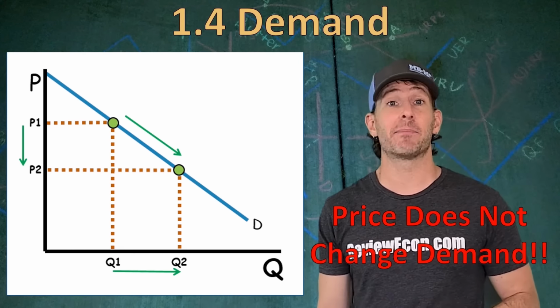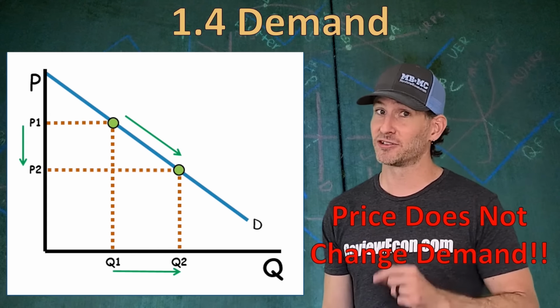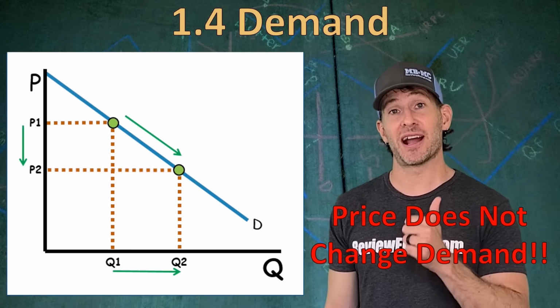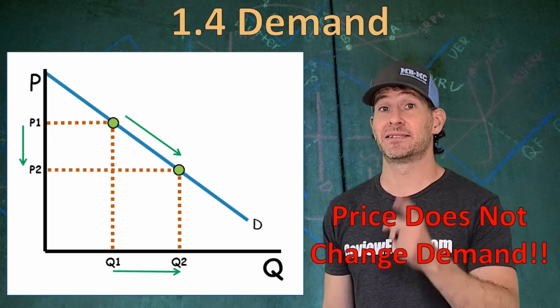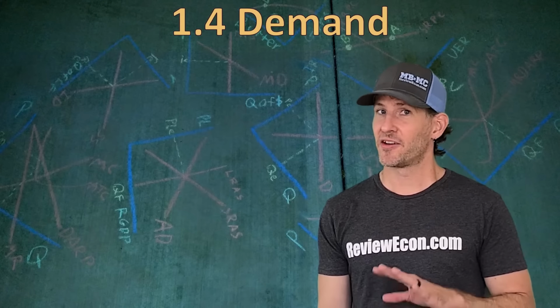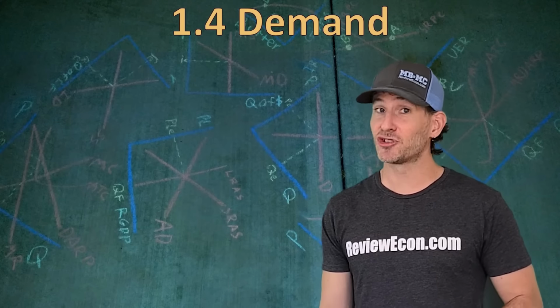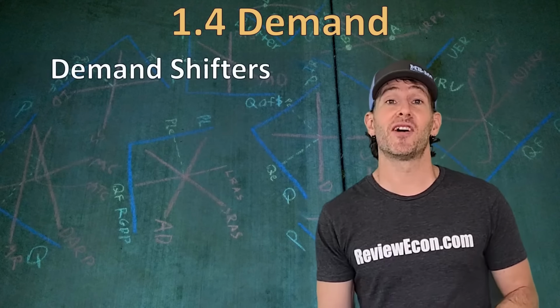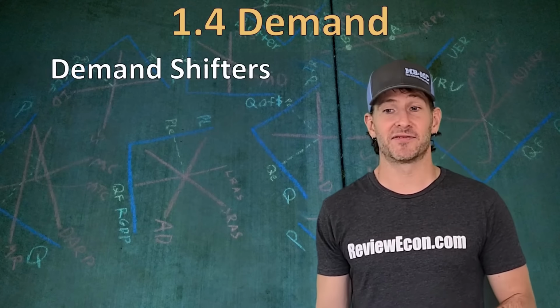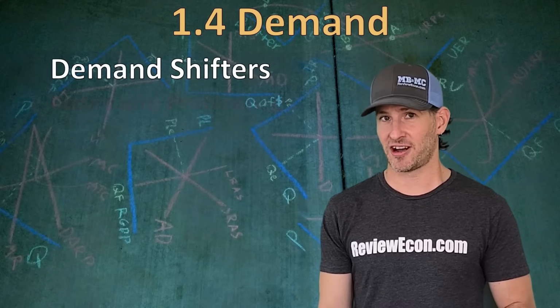It's a key thing that pops up over and over again, and it will trick you if you aren't paying attention. Price changes quantity, not demand. Remember it. There are some things besides price that do shift demand curves. Here are some of our non-price determinants of demand, or demand shifters as they're often called.